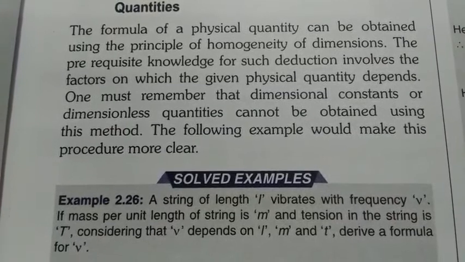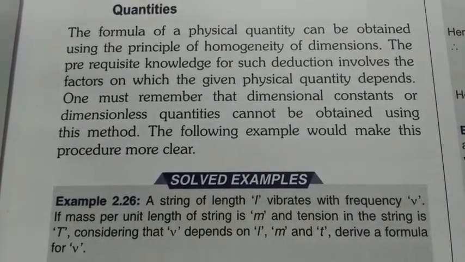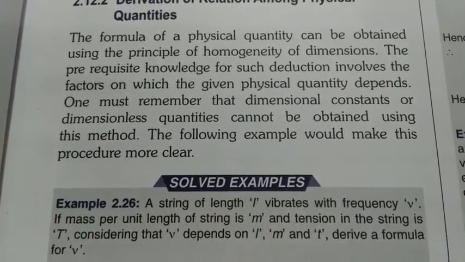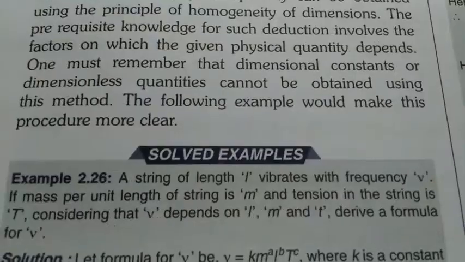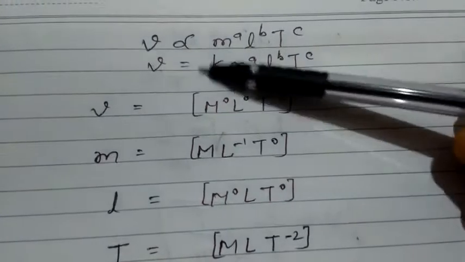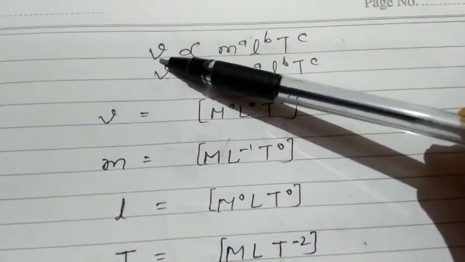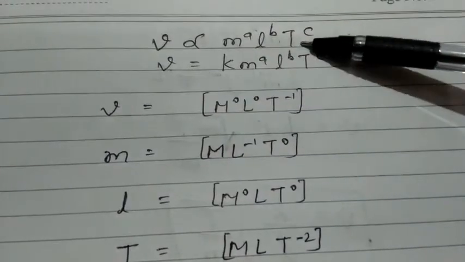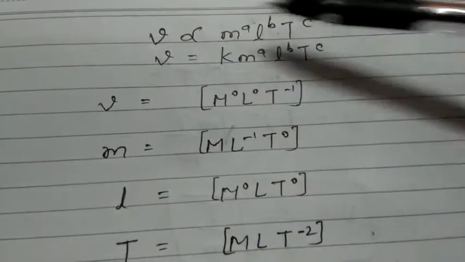So in this question we have to derive one relation between nu and L, M, T. That means we have to express frequency in terms of L, M and T. Now let's move to solve this. Here you can see we have written one equation. We have to derive the formula of frequency in terms of M, L and T. So first of all, we will write one equation like this.